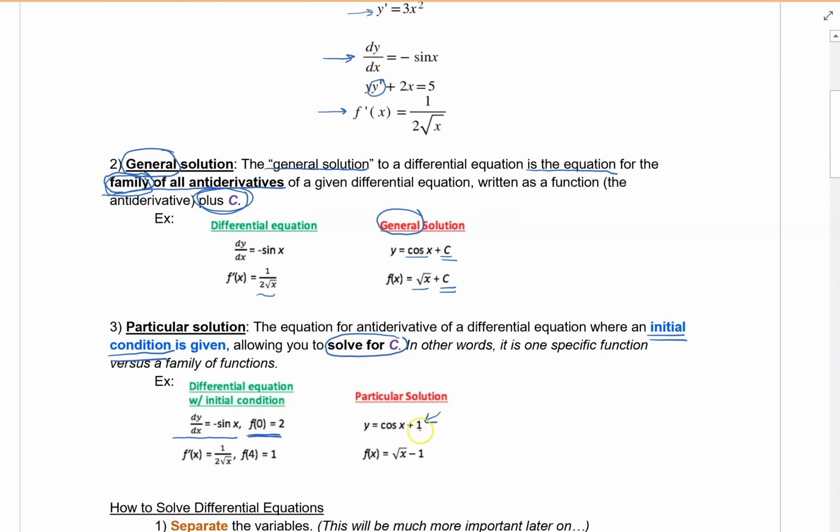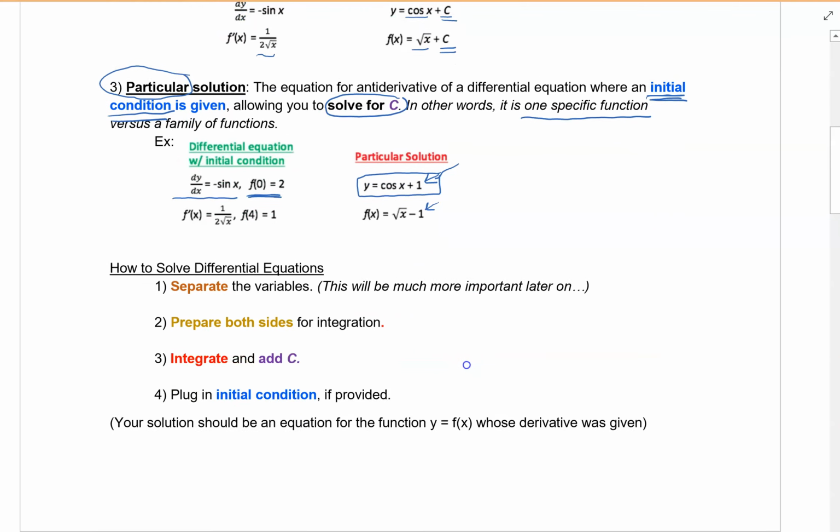Oh, in this case c is 1. Or negative 1, sorry. And so you would have one specific equation that is not a family of functions, right? It's one specific function with one specific constant. That's what we call a particular solution. But you can't find that unless you're given an initial condition, which is a point belonging to the antiderivative. So how do we solve these functions?